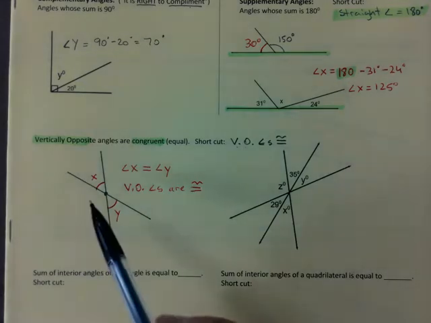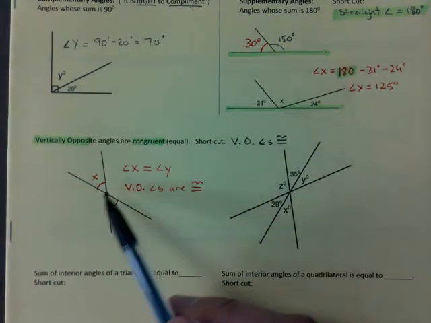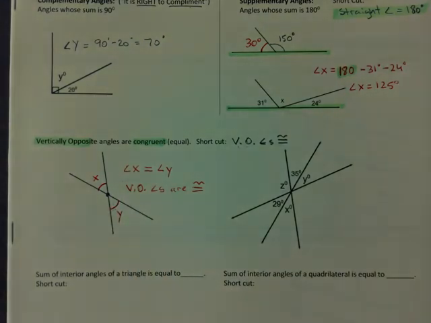By the way, guys, these two here would also be vertically opposite. I'm just not going to label them. Okay, but there's two sets of vertically opposite.